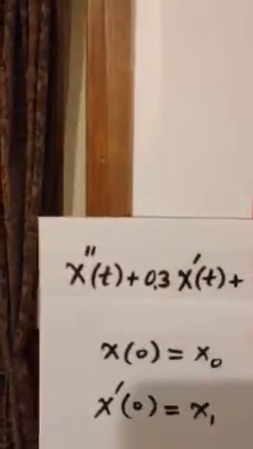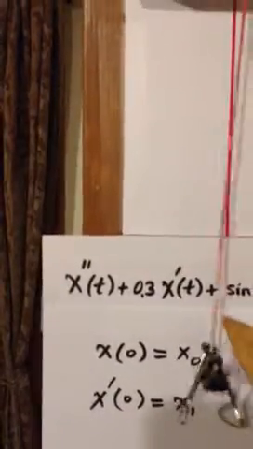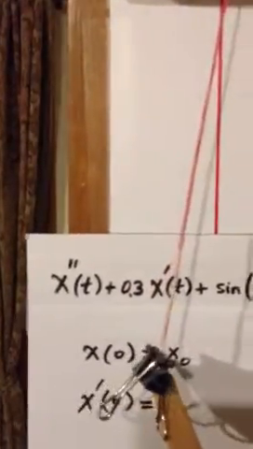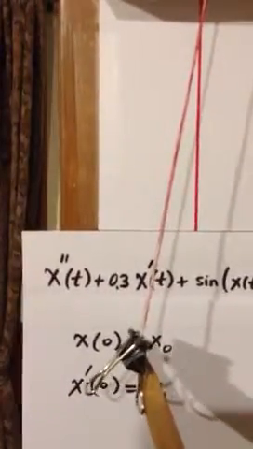and this force here is due to gravity. So gravity is pulling this mass straight down vertically. That force is m times g. G is the constant, the acceleration due to gravity.